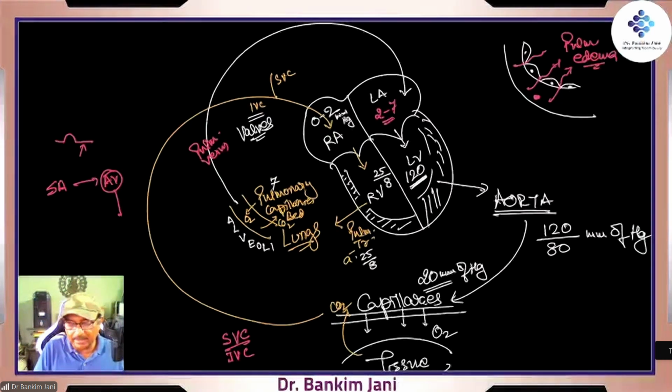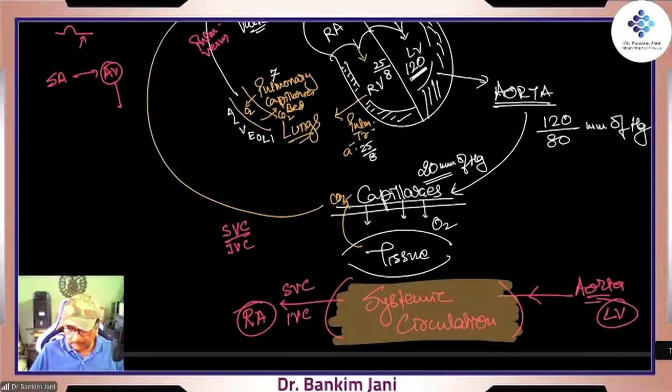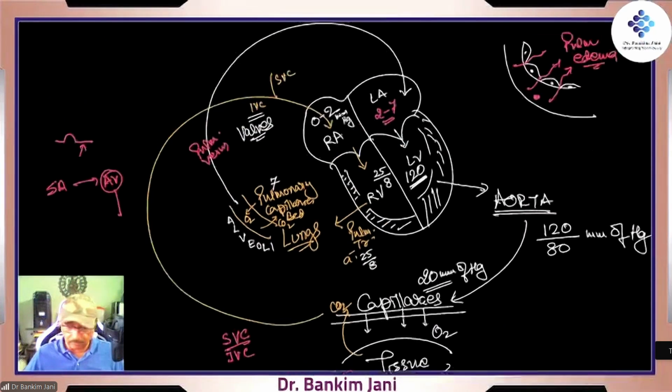So you have to visualize what is happening in this entire system. We added 2 components, right? We'll be adding 1 more component. What we wanted to emphasize was that this is the systemic circulation, in which the body and the tissues are getting oxygen. And this is 1 more circulation, and that is what is called the pulmonary circulation.